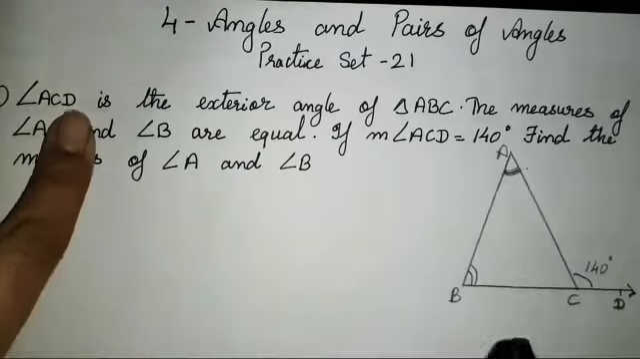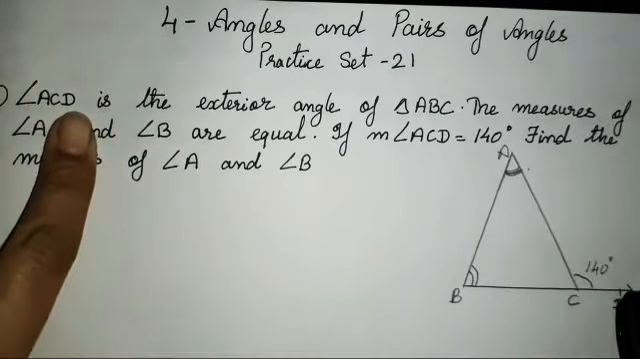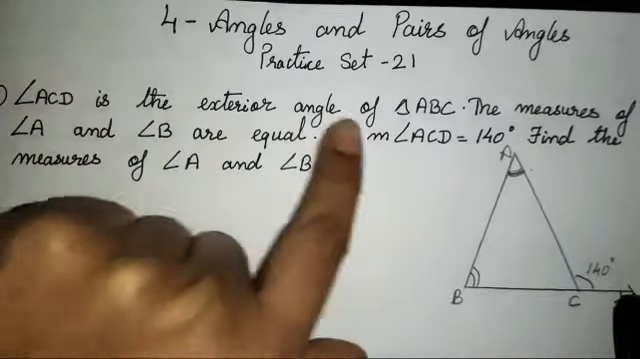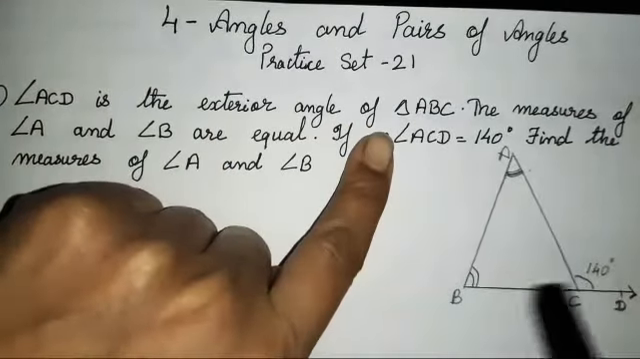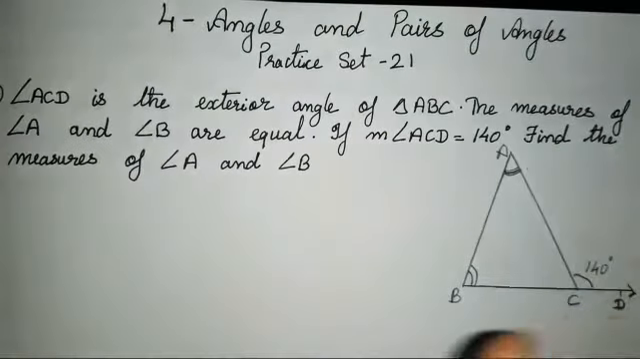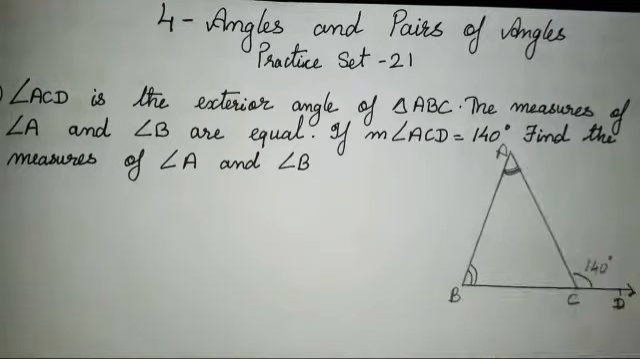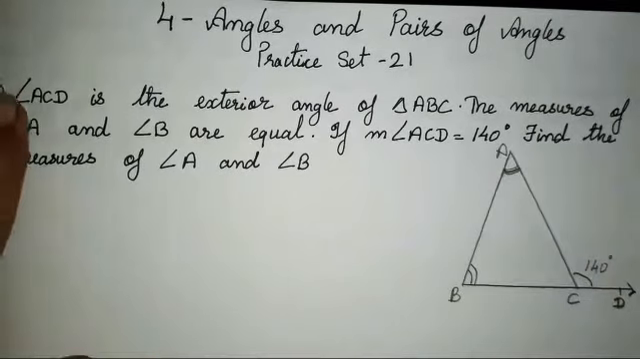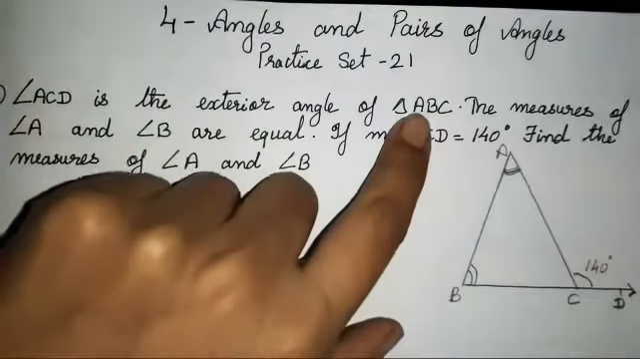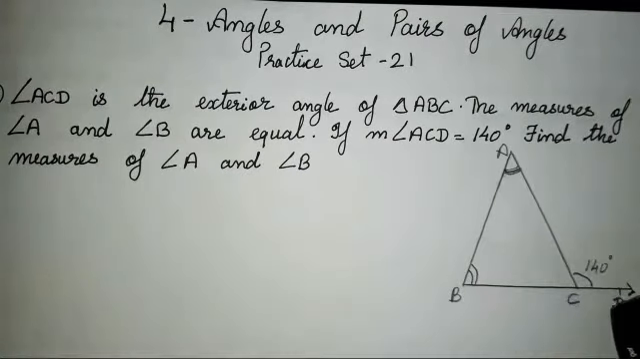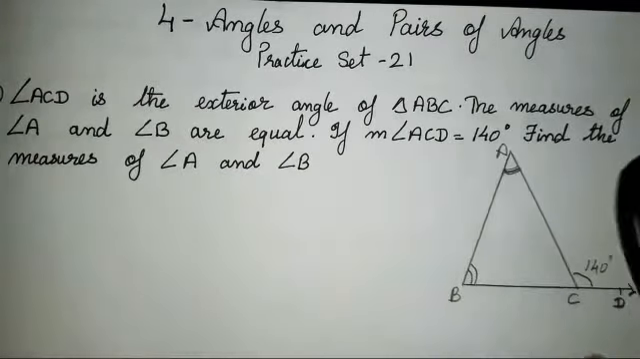Angle ACD is supposed to be the exterior angle of triangle ABC. First you all have to understand what an exterior angle is, that is, outside the given triangle. So this is the angle which is exterior to ABC. मतलब ABC का exterior है ACD. Okay, so this you all have to remember.